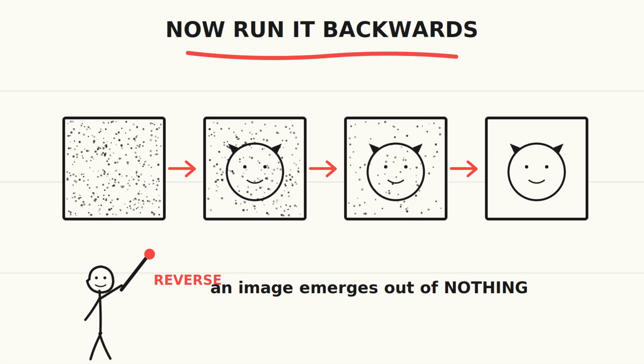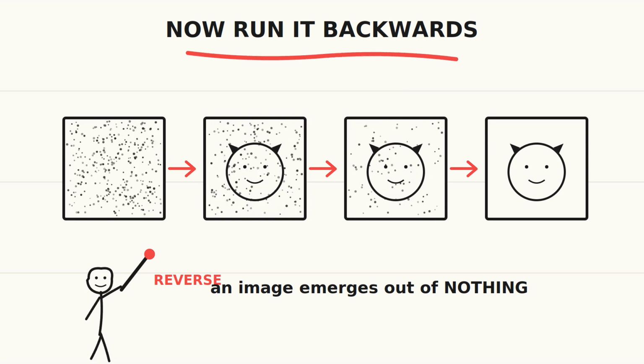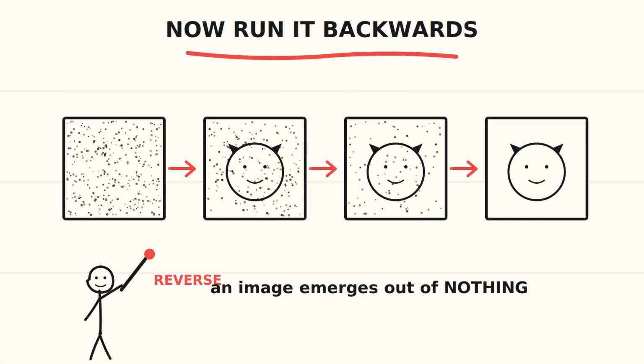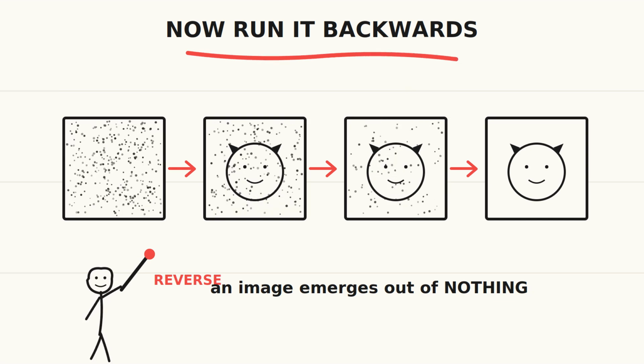And once it's learned to undo a little bit of noise, you can run the whole thing backwards. Start with pure random static, literally TV fuzz, and ask the AI, clean this up a bit. Then again, and again. Step by step, an image emerges out of nothing. That's not a metaphor. That is literally the entire trick.